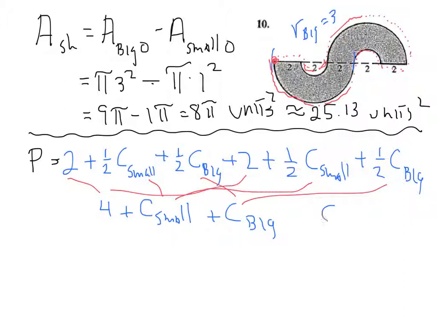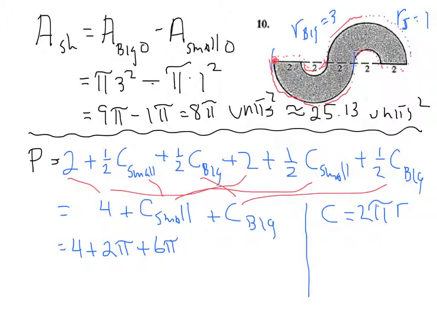Circumference, again, as a reminder, is 2 pi r, and we have to go back and remember that the big radius is 3, and the small radius, r sub s, is 1. So the radius of the big guy is 3, and the radius of the small guy is 1, because its diameter is 2. So what that means is that our perimeter is equal to 4 plus the circumference of the small circle, which is 2 times pi times 1, which is just 2 pi, and the circumference of the big circle, which is 2 times pi times 3, which of course is going to be 6 pi. So that means that we have a total perimeter of 4 plus 8 pi units.